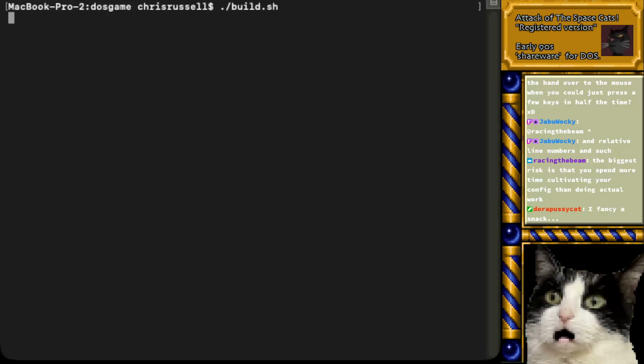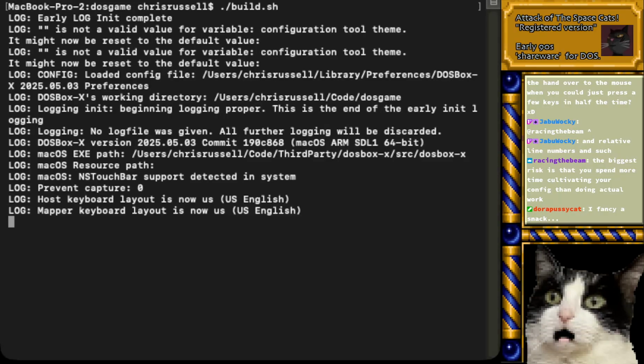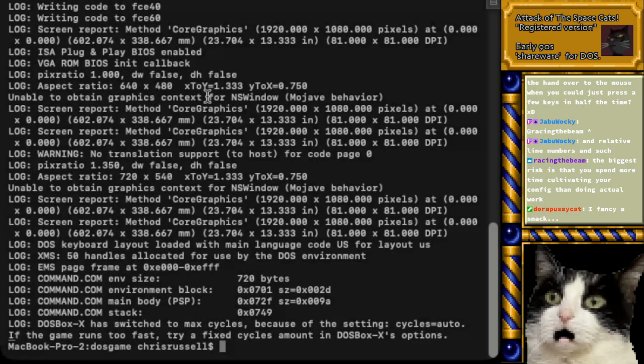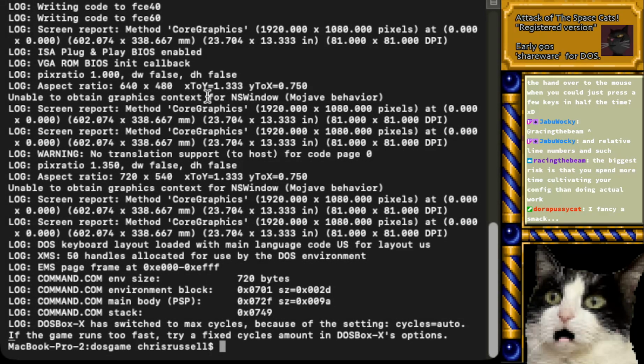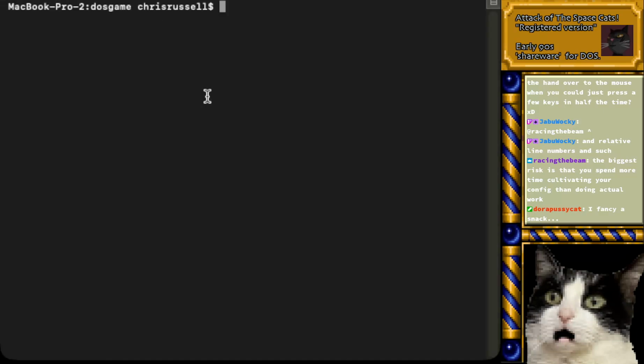Biggest risk is that you spend more time cultivating your config than doing actual work. Yeah, that sounds like, you know, that's what I tend to associate Linux with generally. I was a big fan of Linux when I was a student, when I had lots of time. Though I was reading somebody was making a very passionate argument for, what was it? NixOS, I was reading about earlier today. Oh, that sounded quite fun. But, yes, probably not just yet.